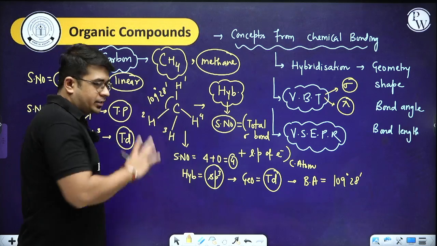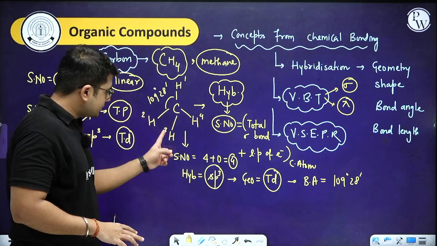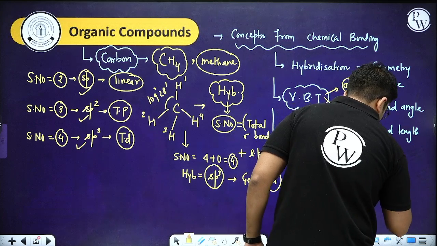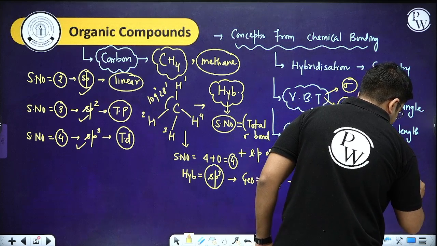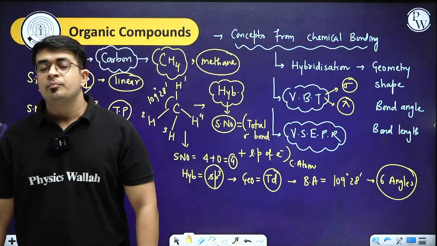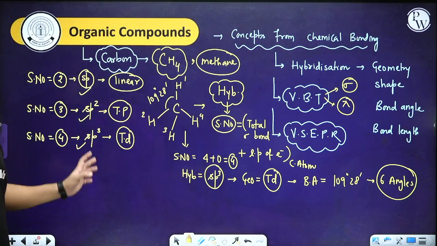2, carbon and 3, 1 bond angle, 2, carbon and 4. Okay, and next part is 3, carbon and 4. So, total you can find out how many angles? Total 6 angles are there, which are 109 degree 28 minute. This is the basic idea from the chemical bonding. Okay, just have a look at it.